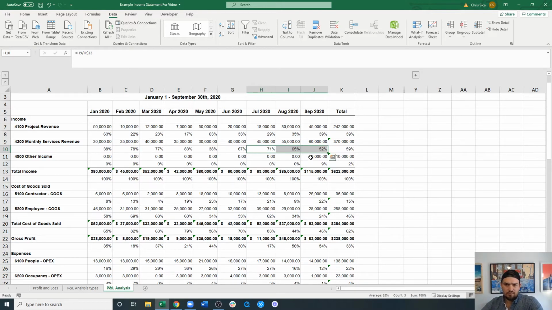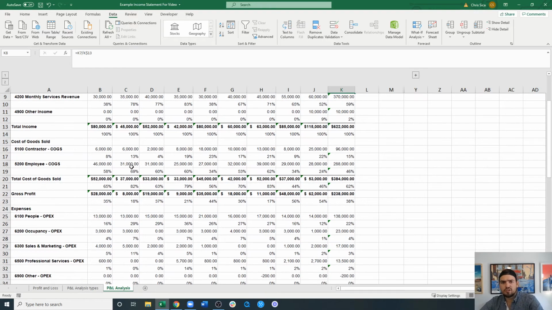And then other income, we had this one other income charge in September that made up a significant portion of our income in September, about 10%. So that's how you do a horizontal analysis. And what we can see from project revenue and monthly services already is that it's about 60-40 monthly services to project for this business, right? So that gives us an idea there about our revenue mix.